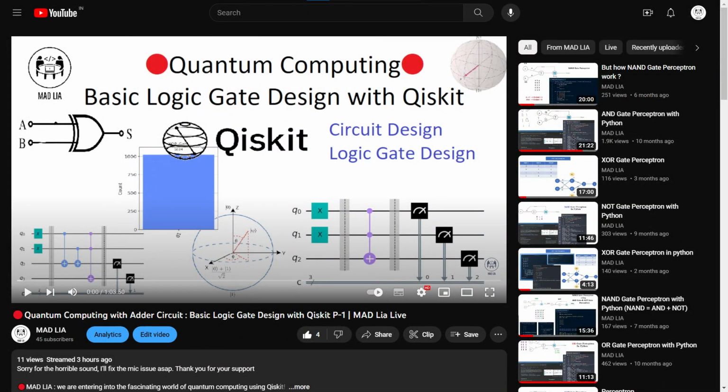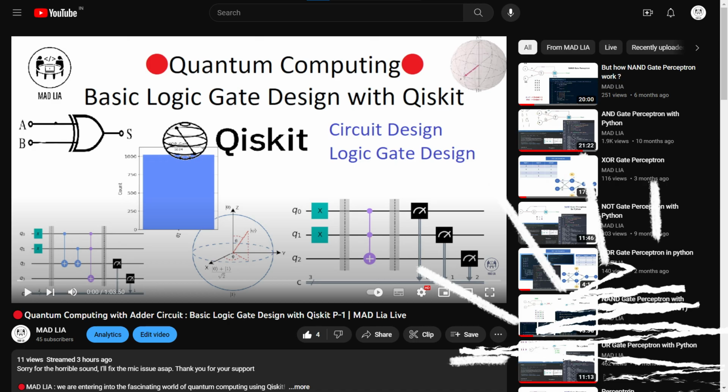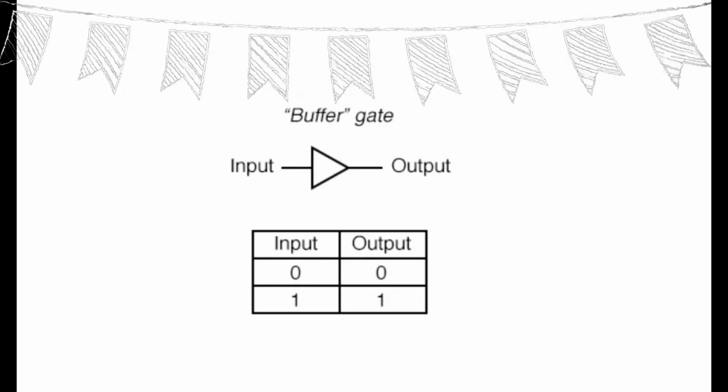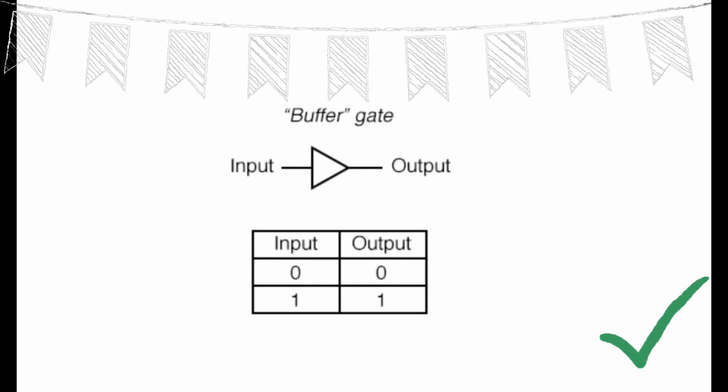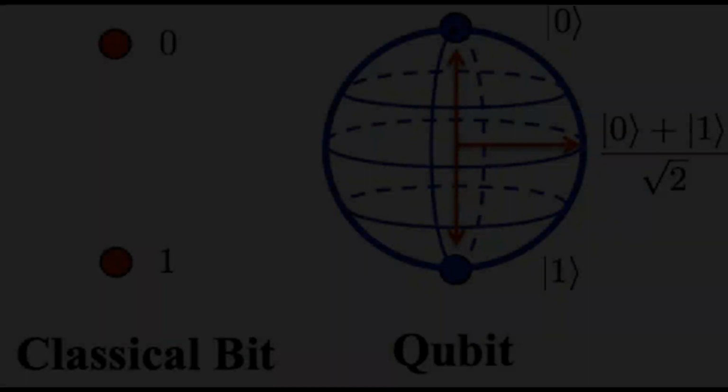In the last live stream, we have seen how to develop basic gates using Qiskit for quantum computing. First of all, I want to apologize for the terrible voice break and noise in that stream. In this video, we are going to develop buffer gate circuitry for quantum computing using Qiskit. Building a buffer gate is quite easy and we are going to build it in the next few minutes.